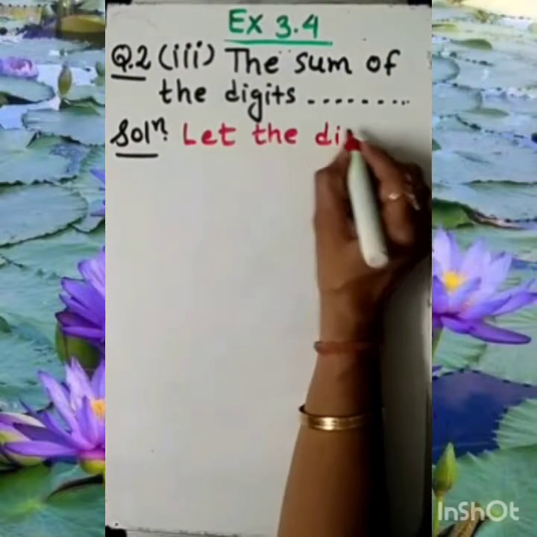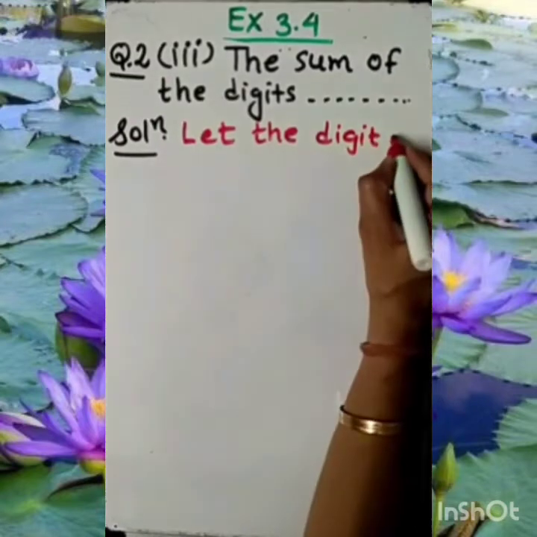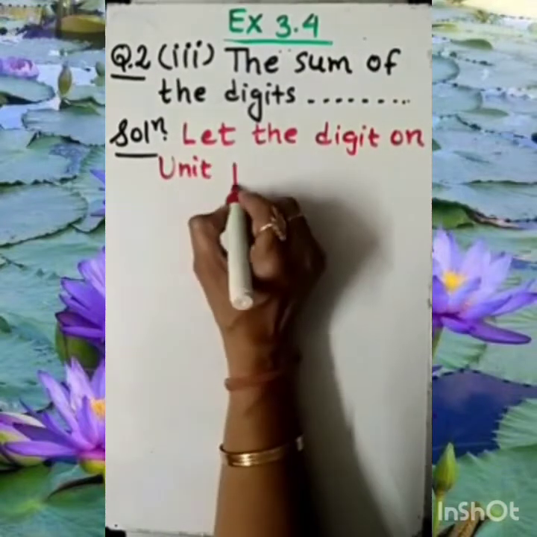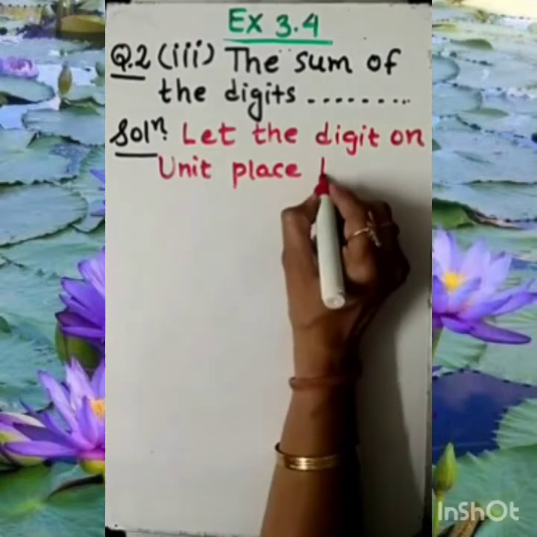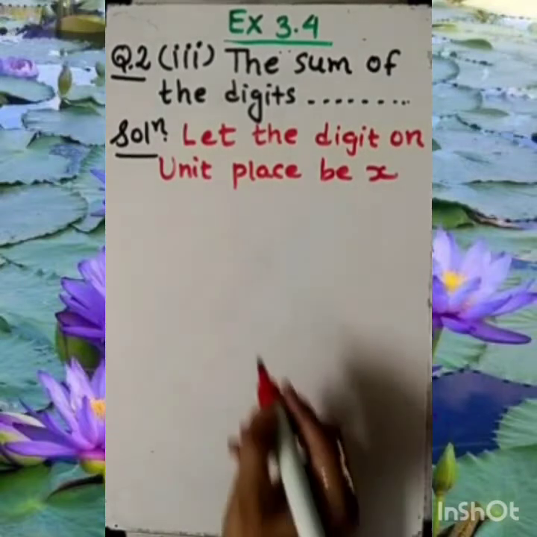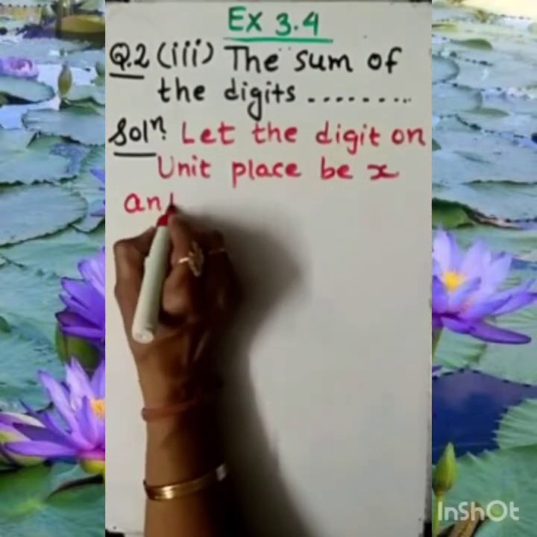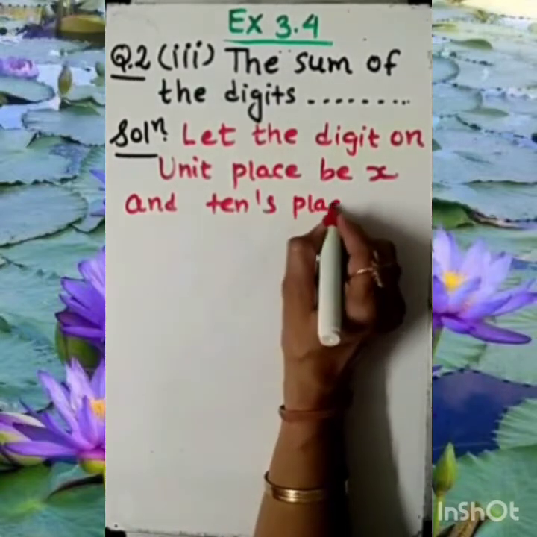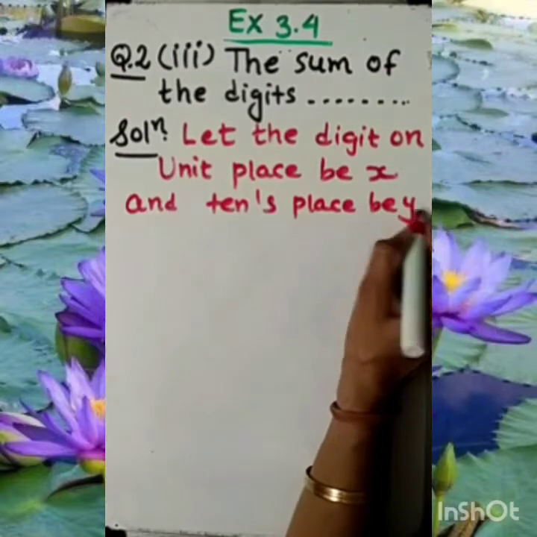let the digit on unit place be x we are considering. Let the digit on unit place be x and tens place be y. Okay. Very important question. Be careful.